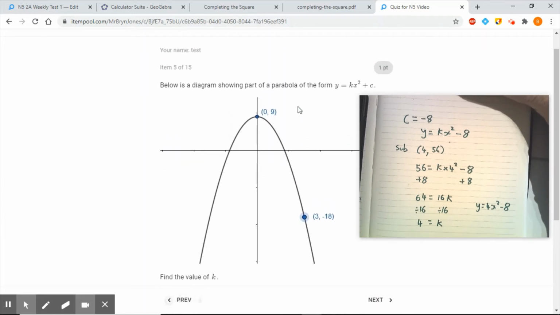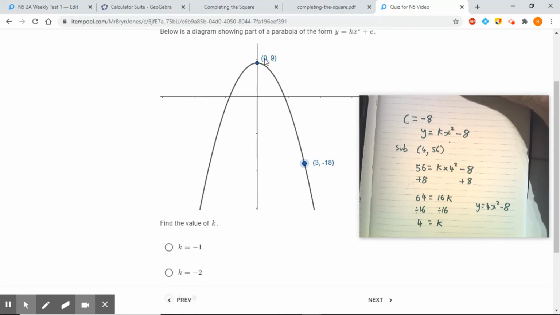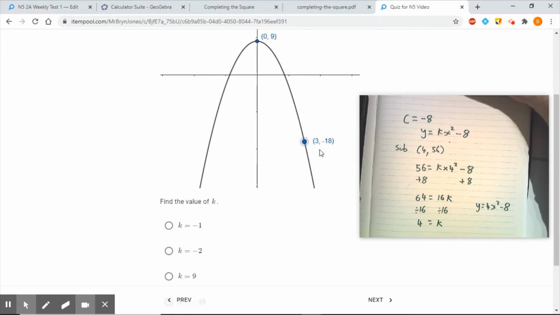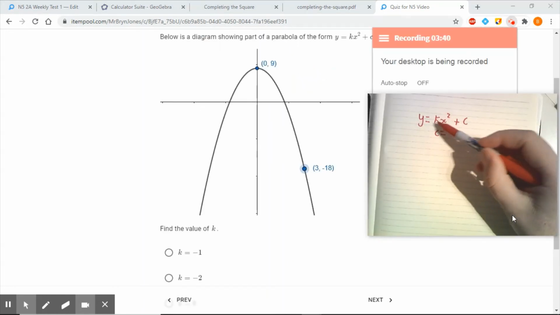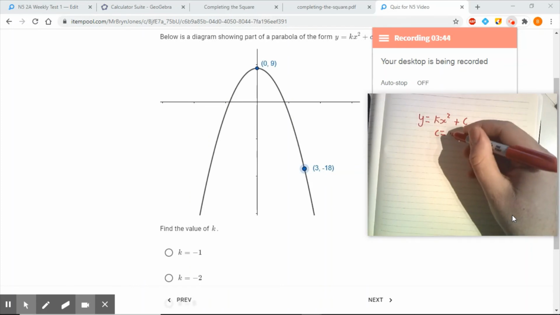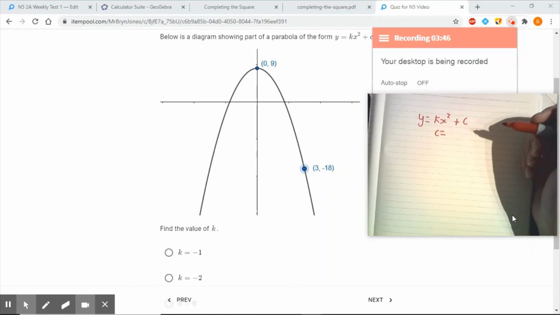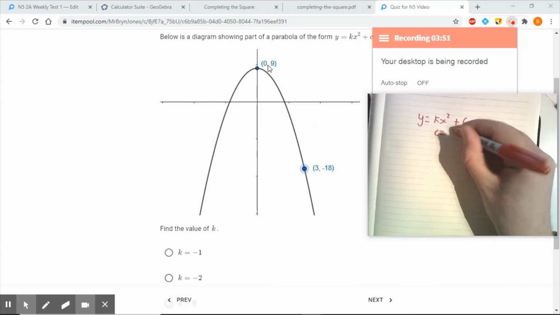Okay, so we've got a different question here. Below is a diagram showing part of the parabola of the form y equals kx squared plus c. Again, it's a similar idea. We're given the point of intersection and a different point, and we're being asked to work out the value of k. We've got y equals kx squared plus c. c is the y-intercept. What is c? Yes, it's 9. We can see it crosses the y-axis at 9.